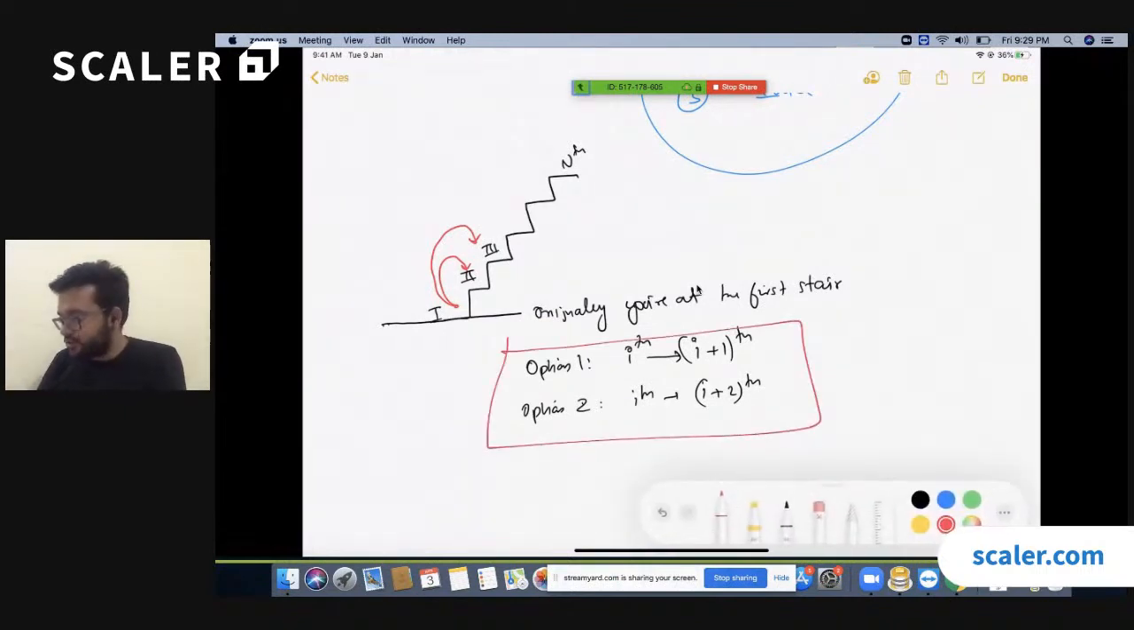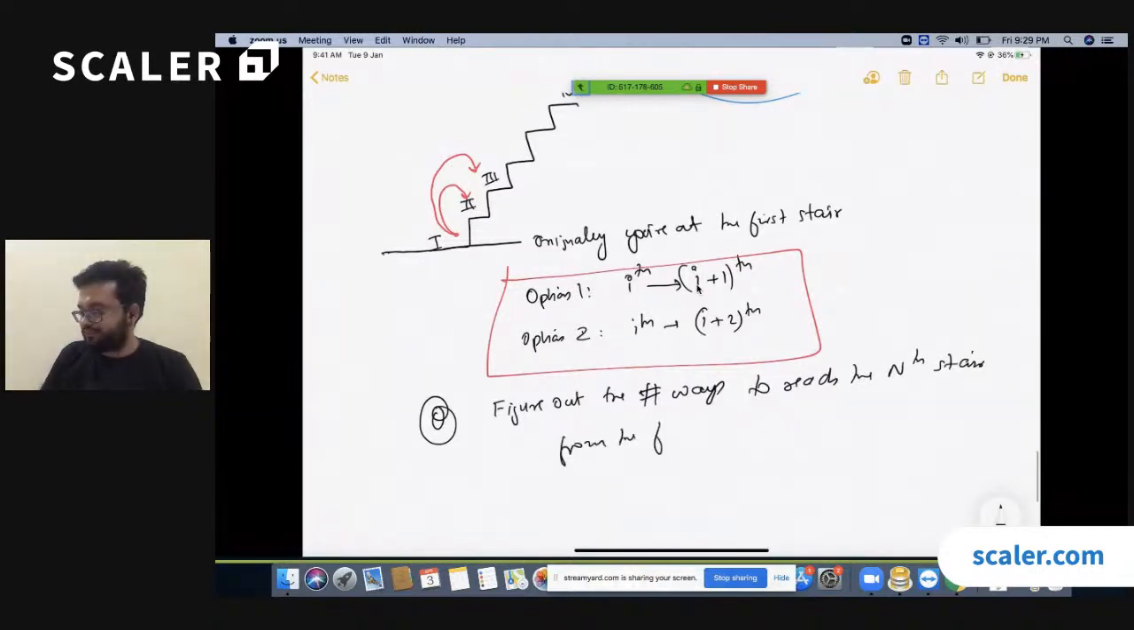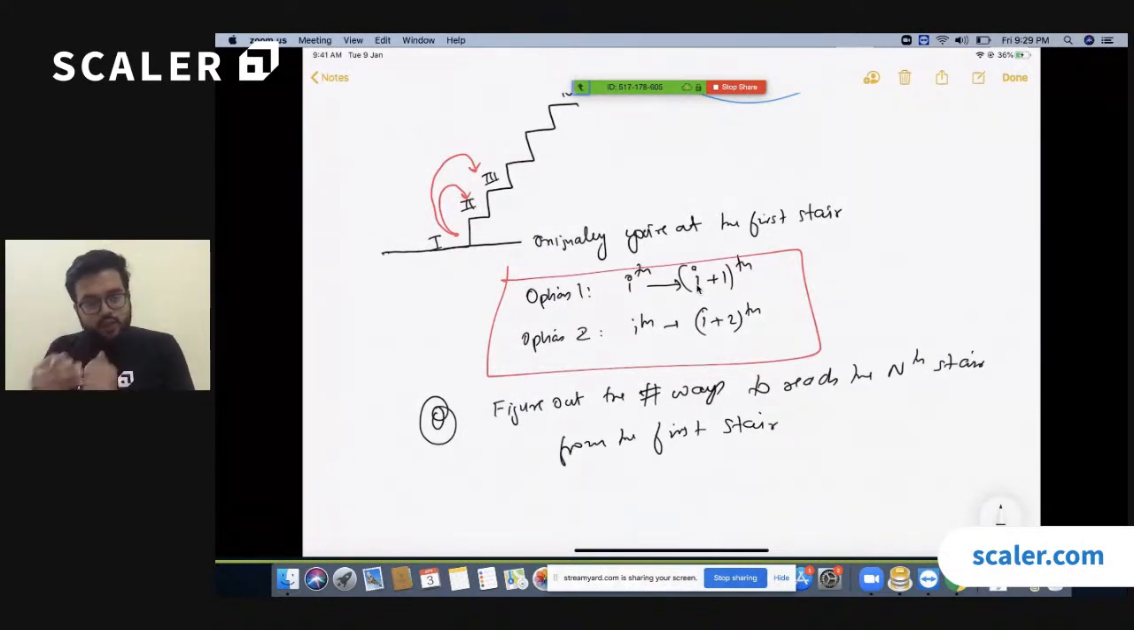The question asks you to figure out the number of ways to reach the nth stair from the first stair. What does that mean? How many distinct ways are there which will take you from the first stair to the nth stair. I hope the problem is clear to everybody. Number of distinct ways that you can reach from the first stair to the nth stair. Okay, cool.